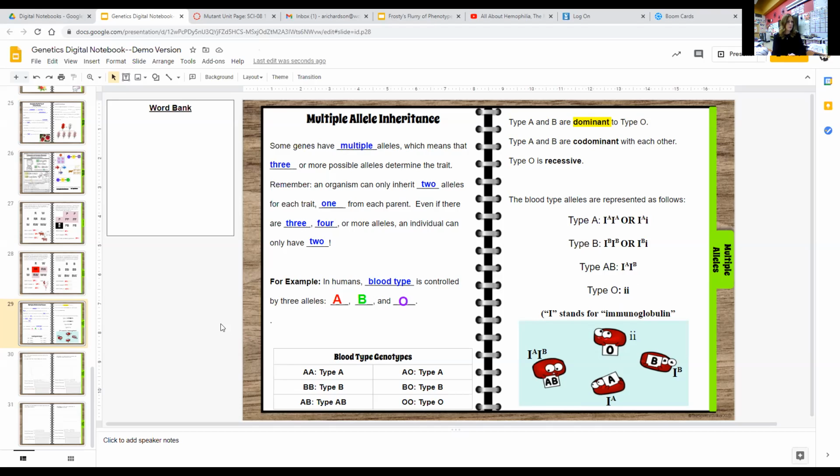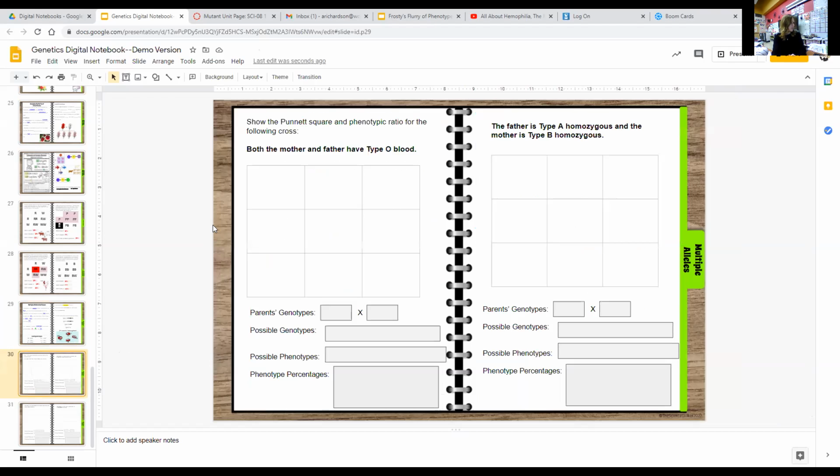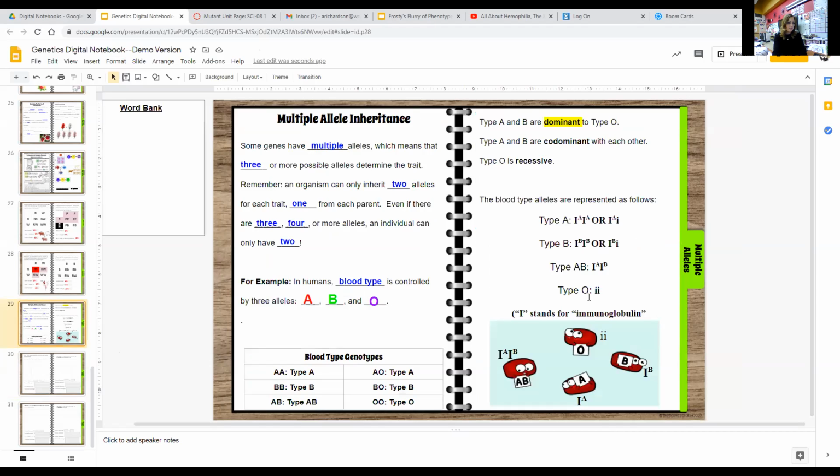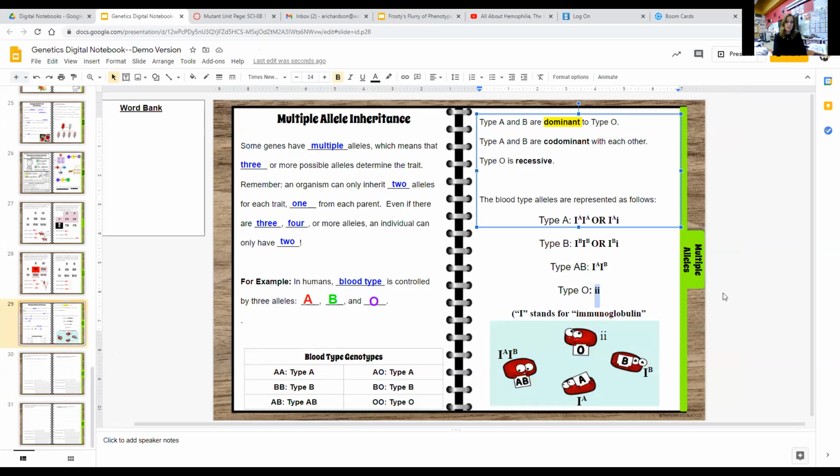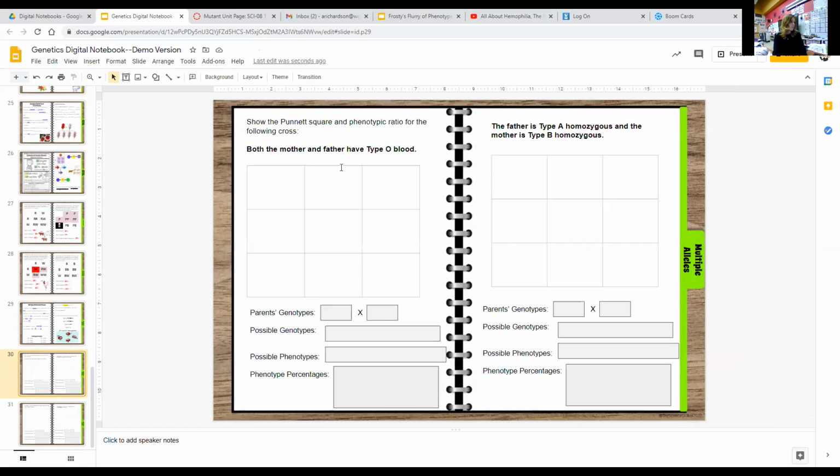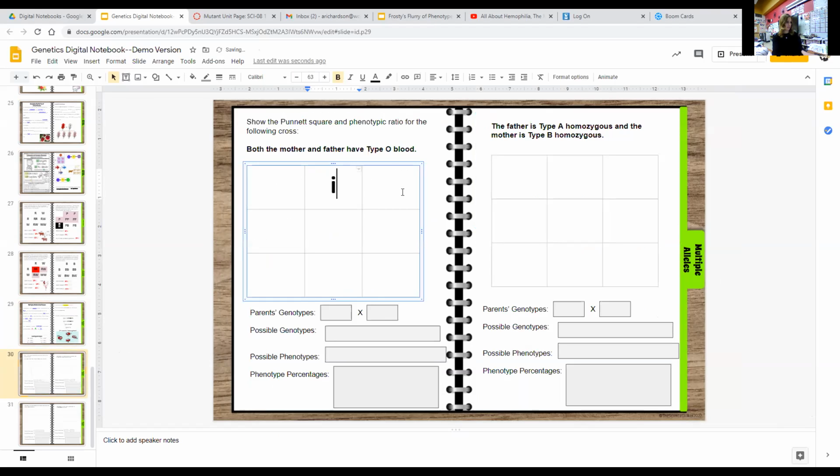Oh, let's look at some Punnett squares, okay? So this one says, show the Punnett square and phenotypic ratio for the following cross. Both mother and father have type O blood. So I'm going to go back to my little chart here, and I see that type O is little i, little i. Well, since they both have type O, they each get little i, little i. So this is one of the world's easiest Punnett squares.